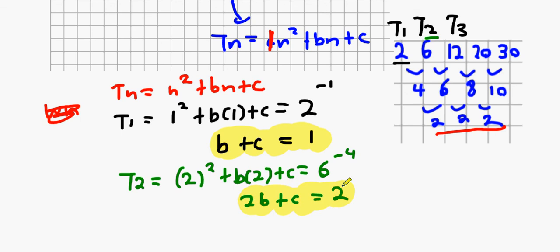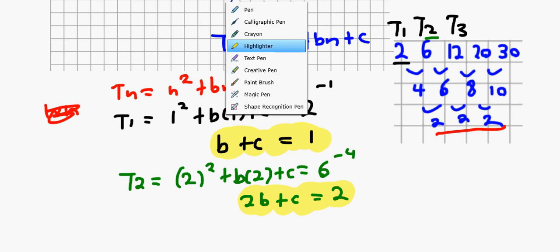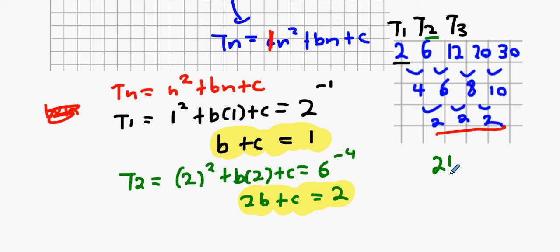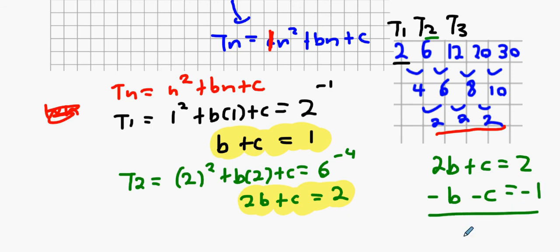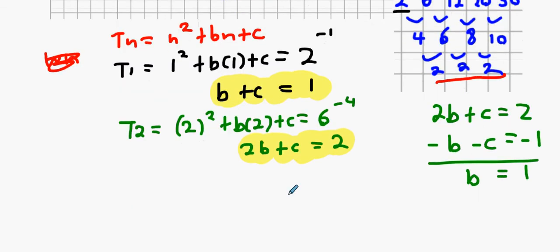Two linears makes a simultaneous. What letter would you like to get rid of? Yeah, C is the easier one. So what do we multiply the top one by? Minus. And what do you get there? B equals 1, right? If B equals 1, then what's the C value? Because B plus C equals 1. So what's C? Yeah, C is 0. Sorry, 1 plus C means C equals 0.